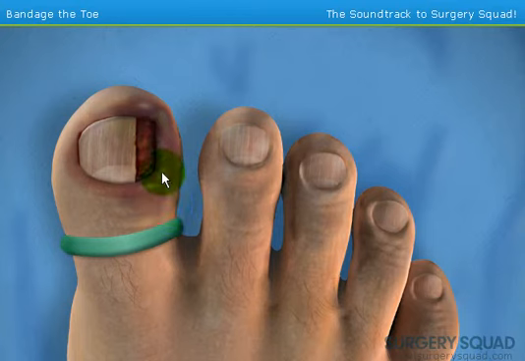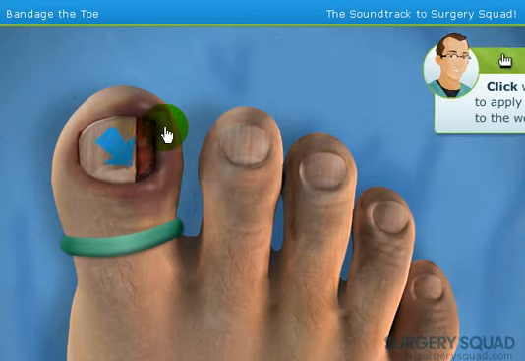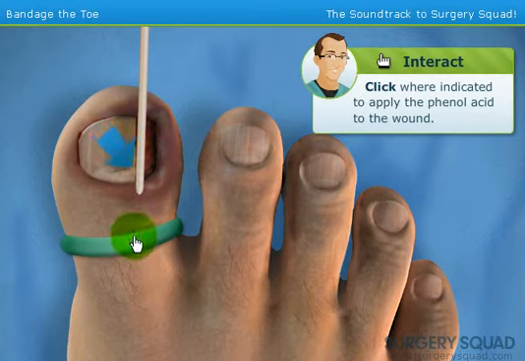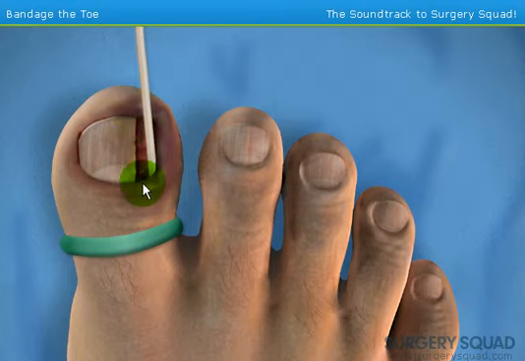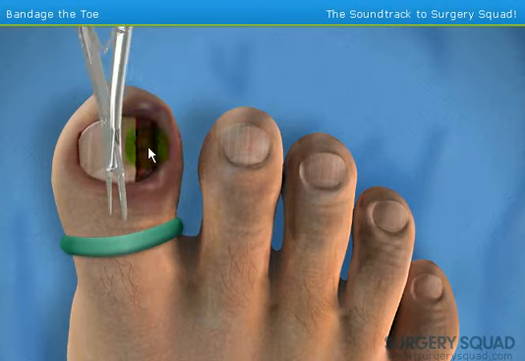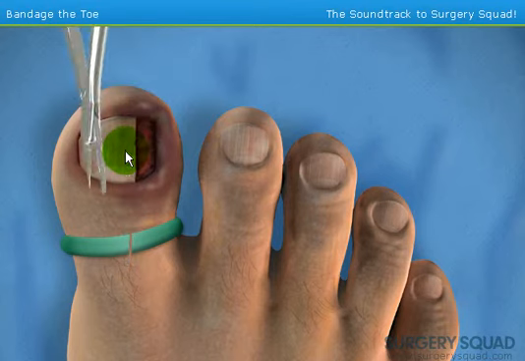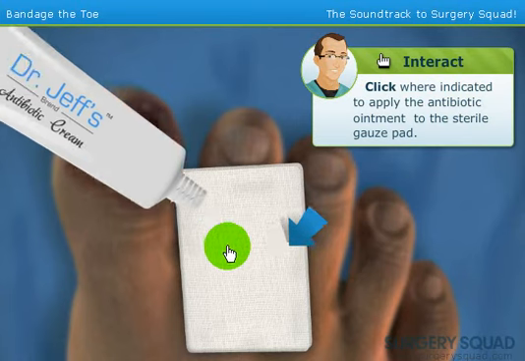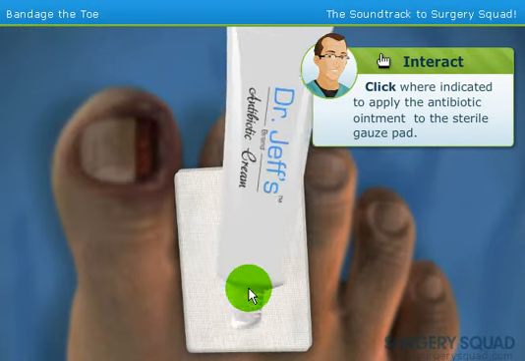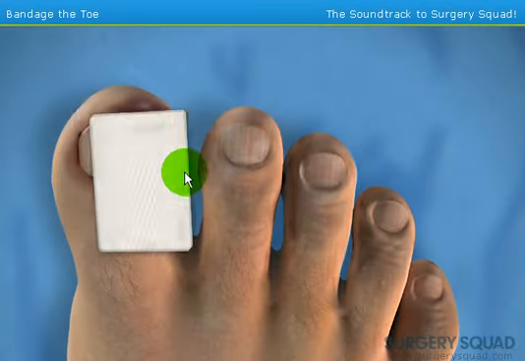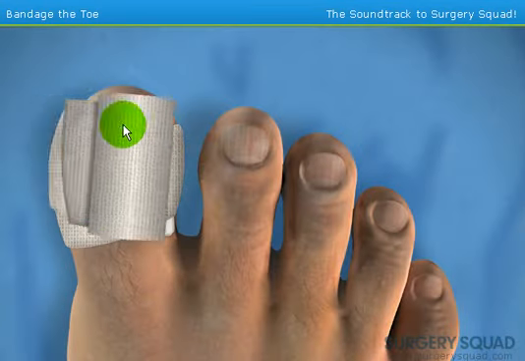Next, we're going to apply some phenyl acid to the wound. This will help ensure that the problem of ingrowth will not reoccur in this toe. When you're done inserting the acid, I'll remove the tourniquet and we'll finish up. Мы убираем остатки грязи, да? Так. Finish by applying some antibiotic ointment on a sterile gauze. Так, это антибиотик. Place it against the toe and wrap it in a gauze bandage.